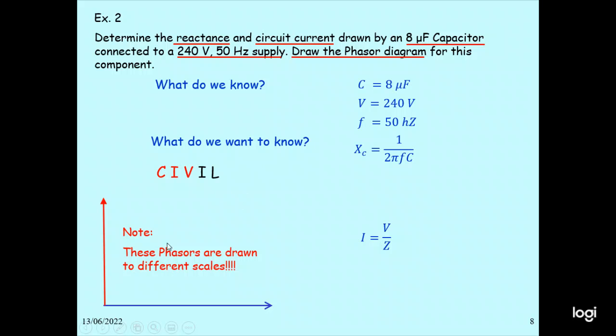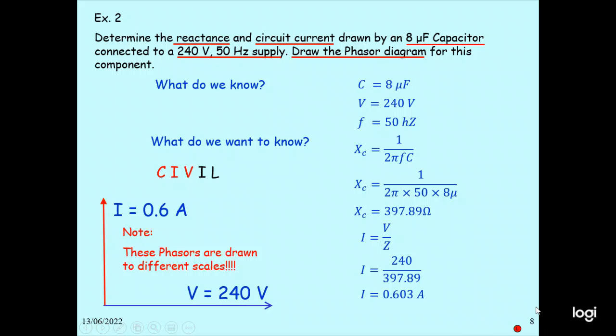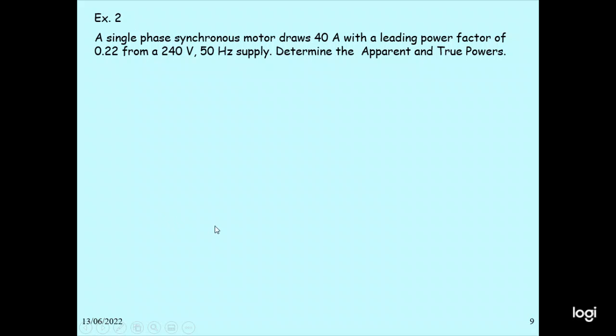In this case, the phasor diagram is drawn in a different scale. So Xc equal to 1 by 2 pi f C, that is 1 by 2 pi into 50 into 8 microfarad, I equal to V by Z. So Xc value is 397.89 ohm, I equal to V by Z, 240 by 397.89, we can calculate the current is 0.603 ampere. So current is 0.6 ampere.